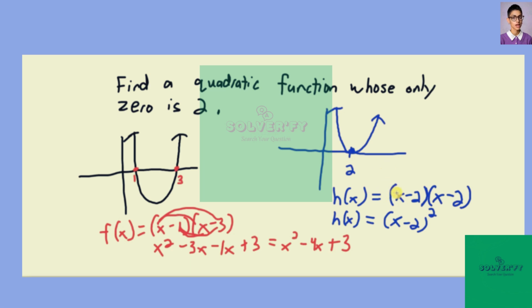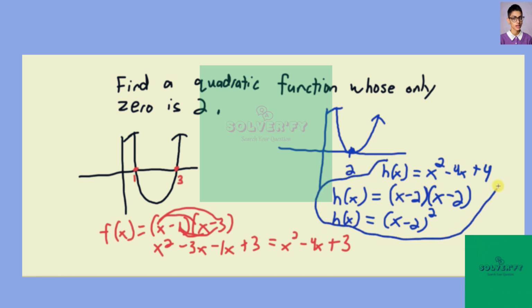Or we could expand this into standard form. And if we did that, h of x would be x squared minus 4x plus 4 if we use the FOIL method. So any of those three versions of the answer would represent a quadratic function whose only zero is 2.